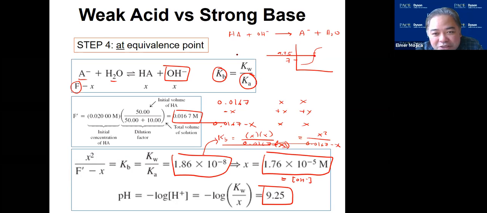So now you see the point why I prefer to give this one, weak acid versus strong base, compared to strong acid versus strong base. Because in a strong acid and strong base titration, automatically your equivalence point is equal to 7. But that's not the case here. So the way that it works, you allow the reaction to complete, and then after that, it will hydrolyze, because A minus is a conjugate base of a weak acid.